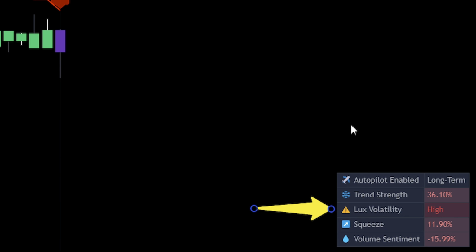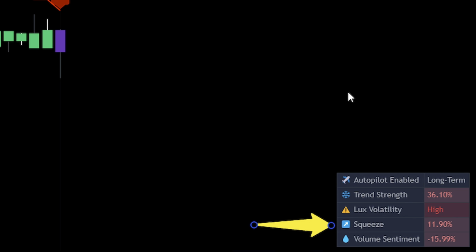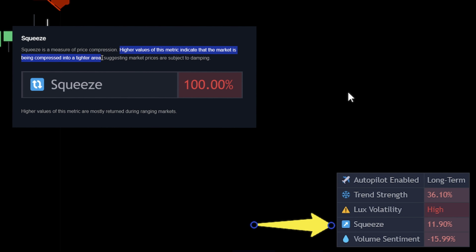Volatility displays as either stable or volatile. An increasing emoji shows rising volatility, while a decreasing emoji indicates it's declining. When there's a warning sign, it means volatility is too high or too low, suggesting we should be extra cautious. Squeeze measures price compression, which happens when the market tightens into a small range. High squeeze values often indicate a ranging market.